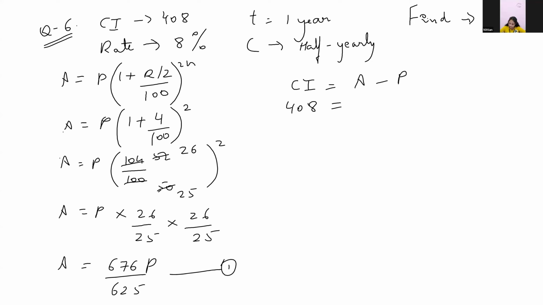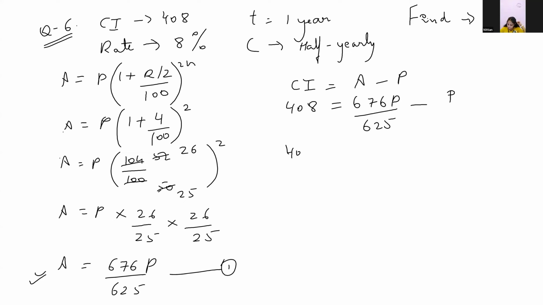Amount is this. This we calculated, okay? That we are going to use here. 676T divided by 625 minus T. Okay, so when we are having addition or subtraction in fractions, we take the LCM first, and then we add or subtract. So we will take the LCM.